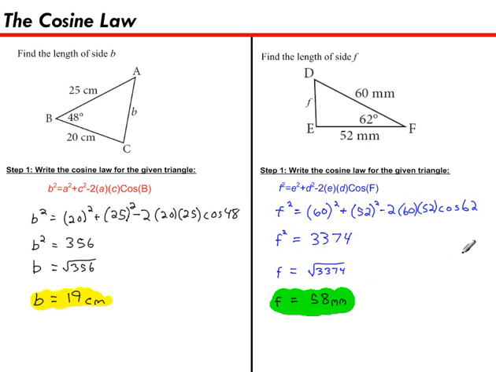And if you didn't get that, double check that you've entered your numbers as you see right here on this line. And they should equal 3,374. And finally, we take the square root of that number to arrive at F equals 58 millimeters.